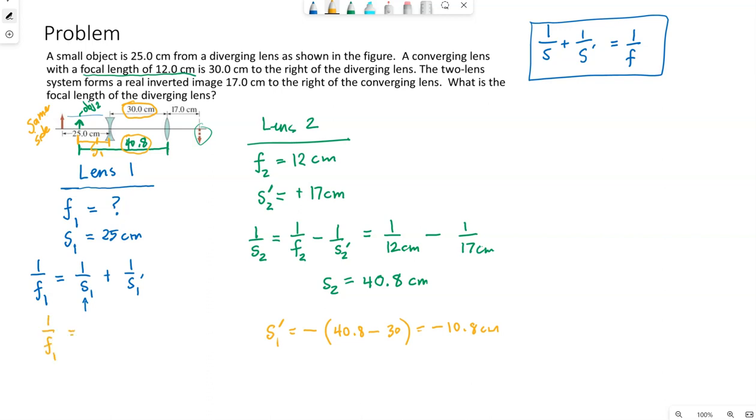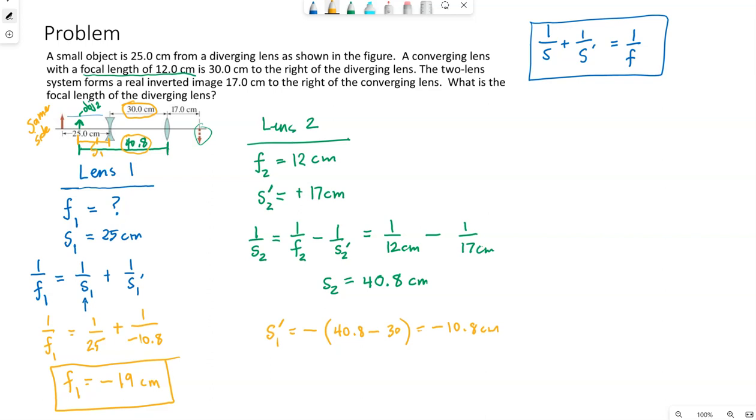Coming back to my equation on the left, 1 over F is 1 over 25 centimeters away from lens 1, and our image ends up being negative 10.8. Again, negative because its image ends up on the same side as the object. It's virtual. So plugging this in, I'm getting negative 19 centimeters. The focal length of this diverging lens is negative 19 centimeters. The negative sign is because it's a diverging lens. If you looked at the table in the test notes, you would see diverging lens in that column for negative.